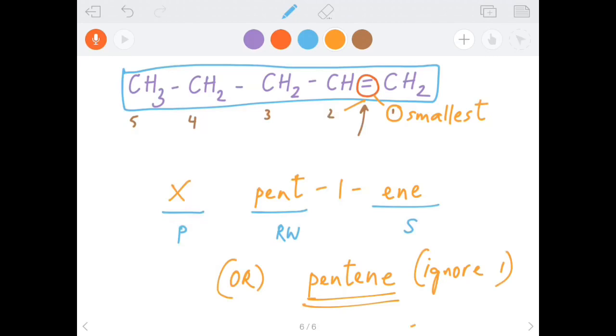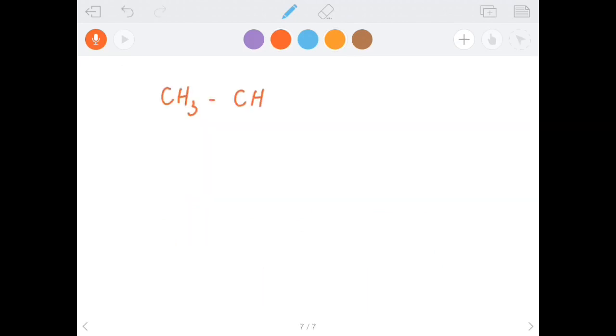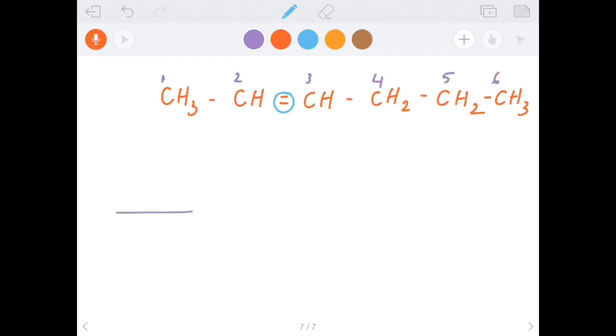Let's look at another example. The CH3, CH double bond, CH, CH2. I have a CH2 and I have a CH3. Let us try and name this organic compound. If you notice again, the double bond happens to be my functional group, so my double bond has to get the least number. So I'm going to number it, and if you notice, the double bond exists between 2 and 3. The smaller of 2 and 3 would be 2, so that will be the position of my suffix.